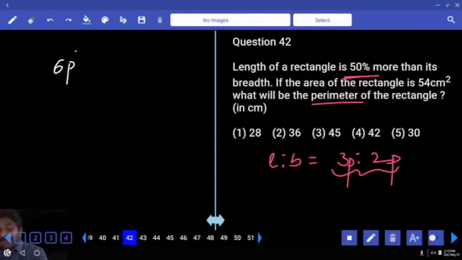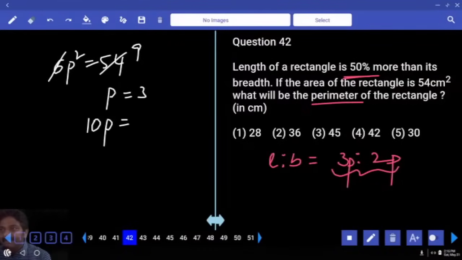Length is 3 parts, breadth is 2 parts. Area will be 6p square, which is equal to 54. 6 nines are 54, so p square is 3 square, p is equal to 3. And we were asked to calculate perimeter of the rectangle, which is 10 parts. That will be 30.